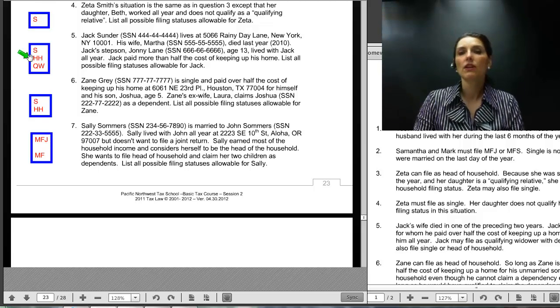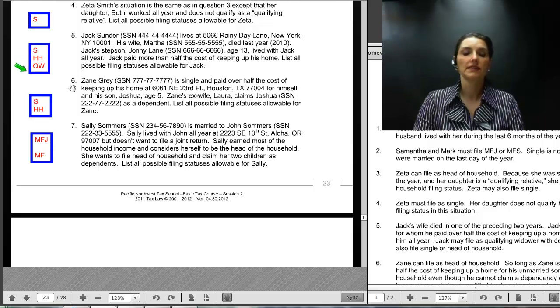But he can also qualify for qualifying widow or widower because this is one of the 2 years following the year of death, and his qualifying child lived with him for the entire year. So, of course, of the 3, qualifying widow is the best choice. He could use any of those 3.